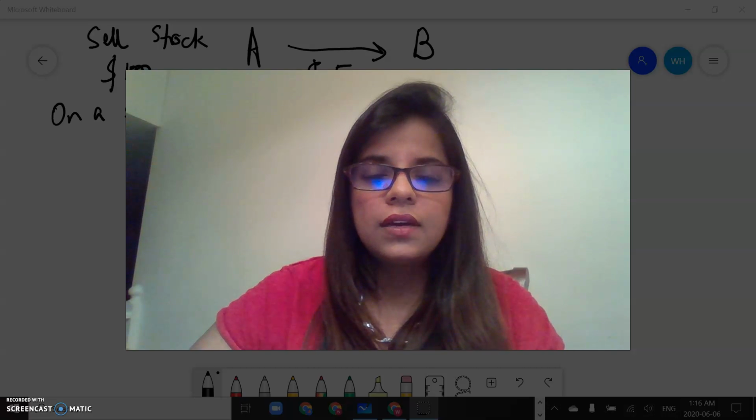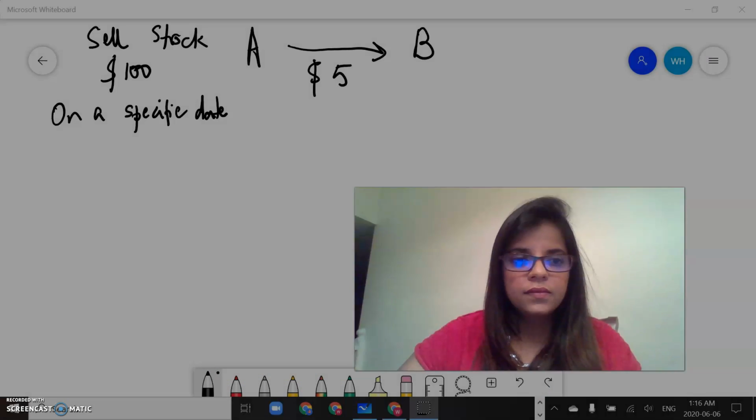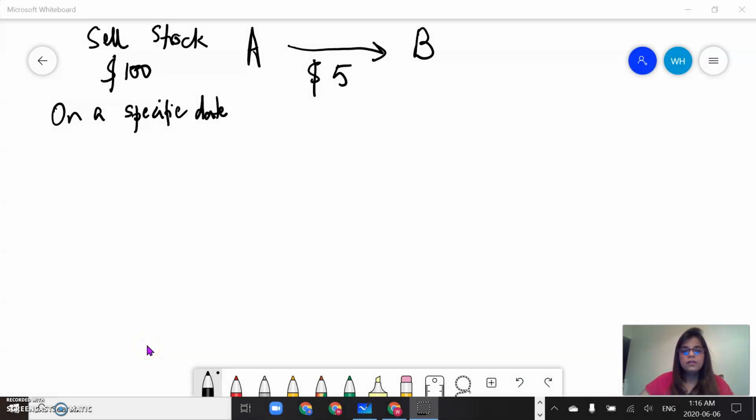Let's use an example to understand the put option. Let's assume we have two parties, A and B, where party A purchased a put from party B, which is the right to sell a stock to party B for a specific price, at this point $100, on a specific date. To purchase this option, A paid B $5, which is the option premium.